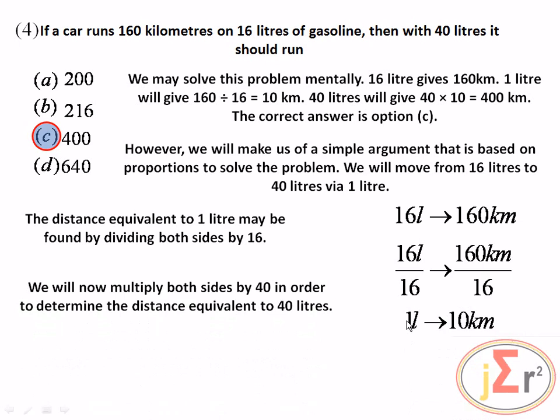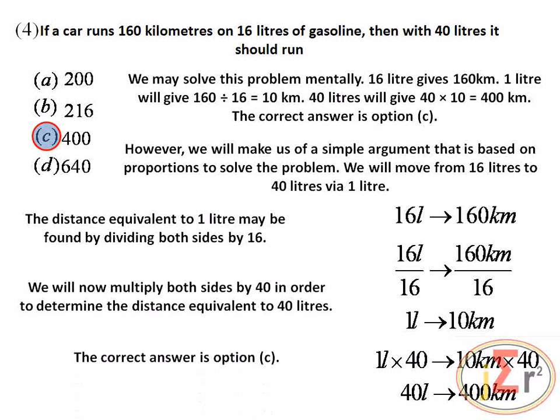So 1 multiplied by 40 will be 40. So we will have 40 liters here. By multiplying by 40 on the other side, we will conclude what distance that 40 liters will take us. So there we have it. Multiplying, we get, no doubt, 400 kilometers. The correct answer is option C, as we have calculated before.